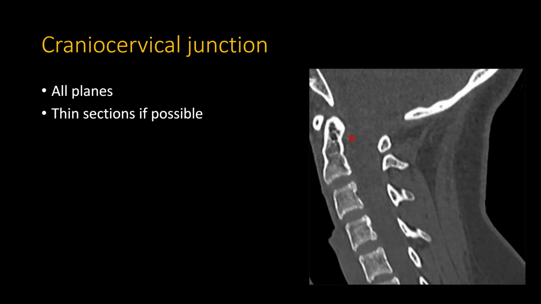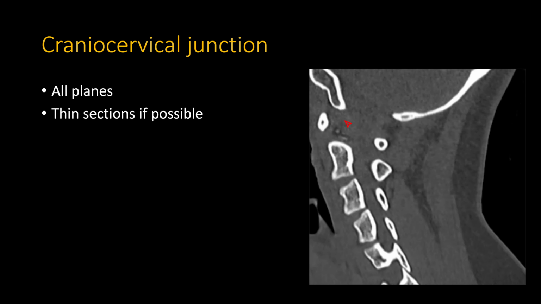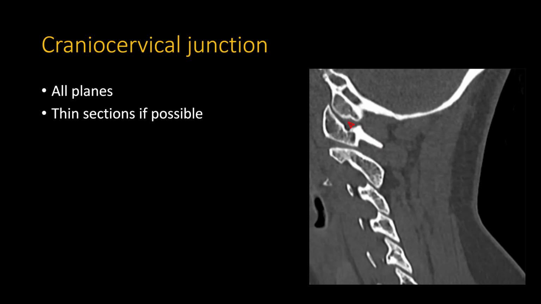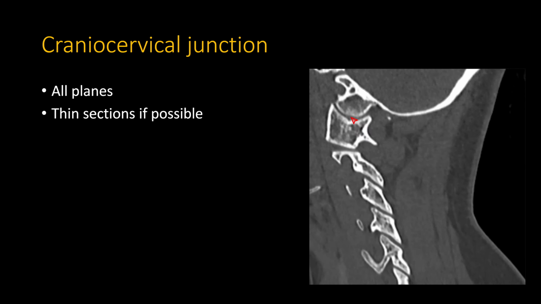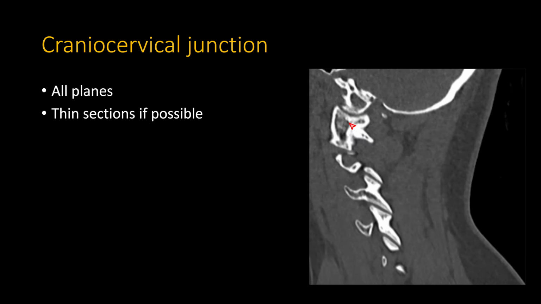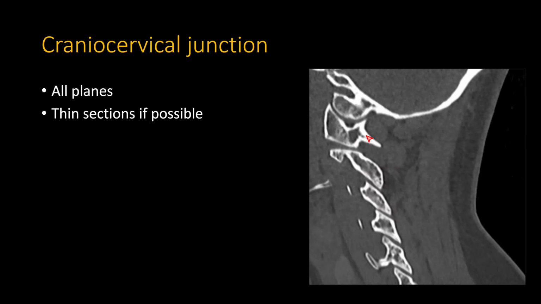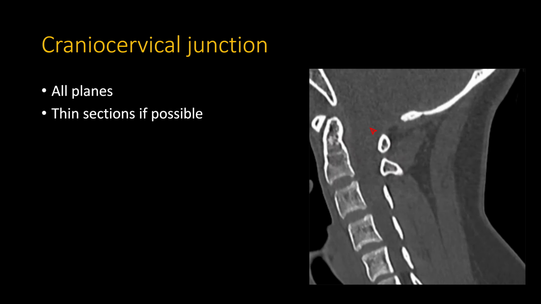And then finally on the sagittals as well, going on each side and making sure that they're nicely articulating, not anterior or posterior, and there's no widening of the distance between the occipital condyle and the lateral mass of C1. And of course, you do it on both sides.